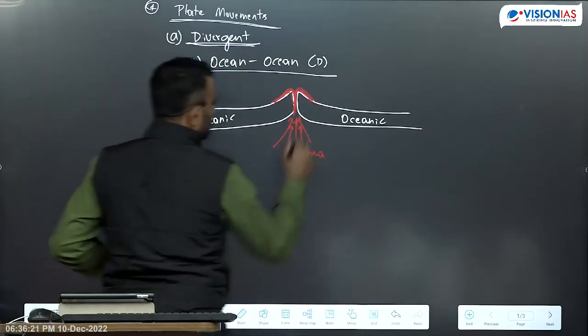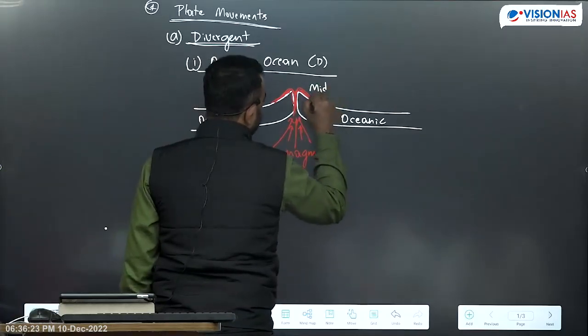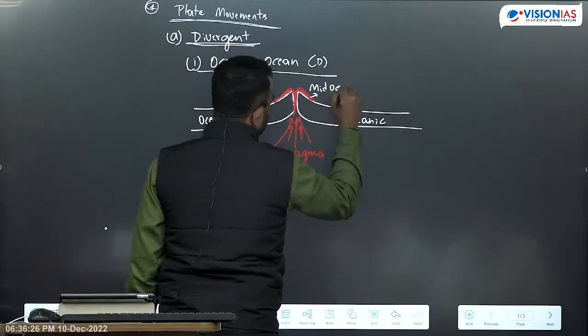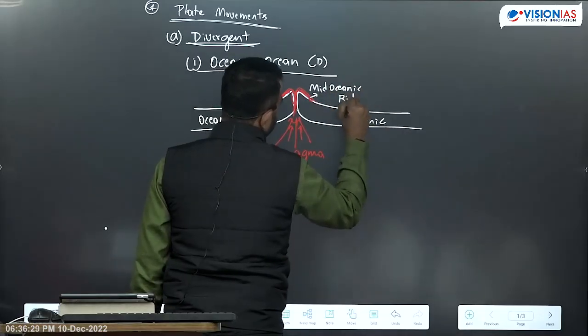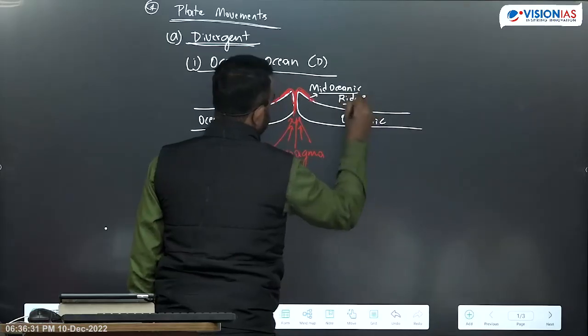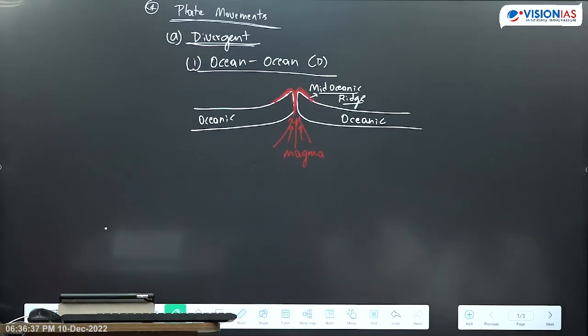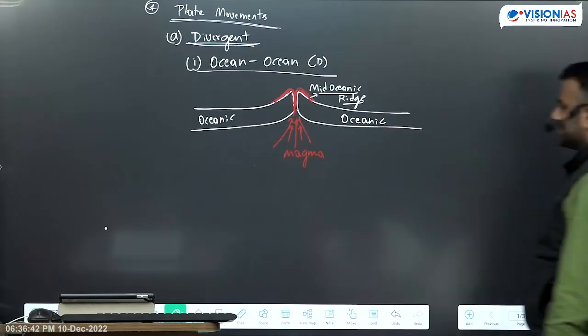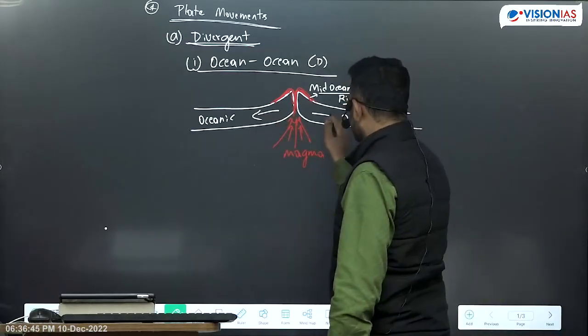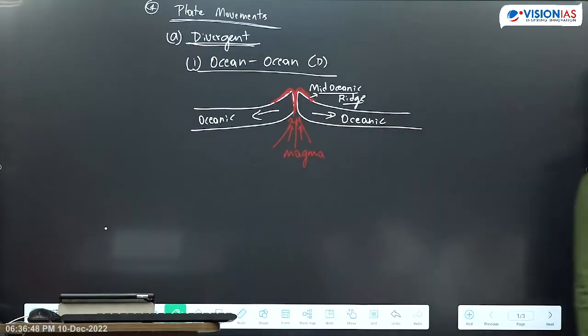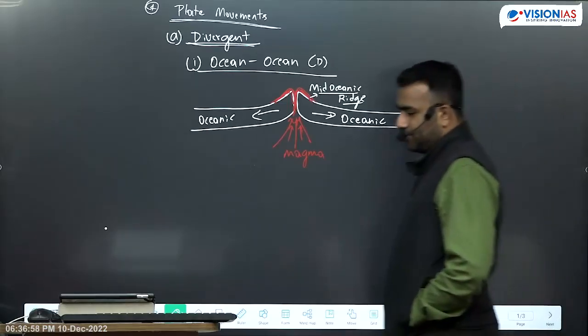Labeling is very important. So basically, wherever there is a mid-oceanic ridge, that is the ocean-ocean divergent plate boundary. Wherever we have a mid-oceanic ridge, on both the sides there is oceanic crust, and the oceanic crust is moving away from each other, away from the mid-oceanic ridge. The newly rising magma is resulting in the formation of new oceanic crust over there. That is why it is also called a constructive plate margin.